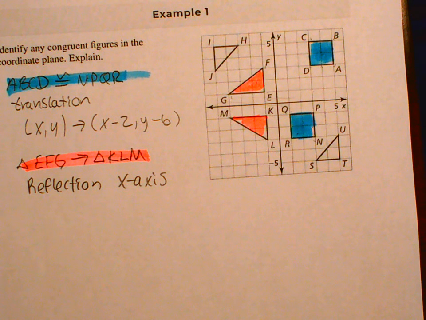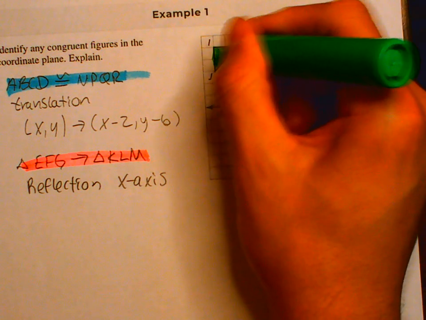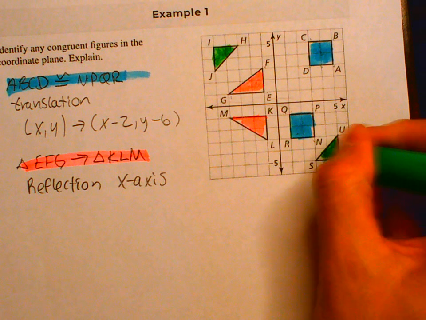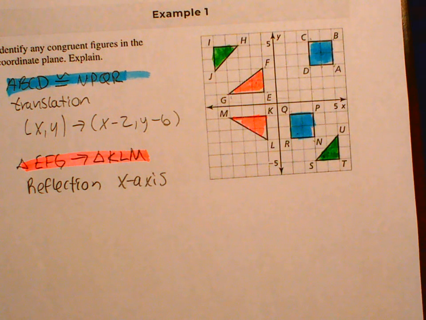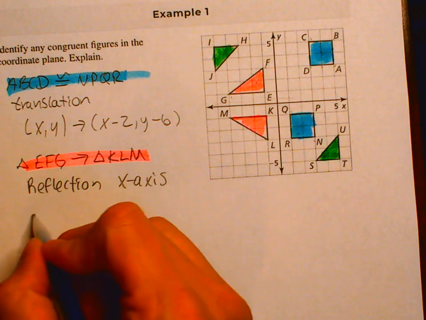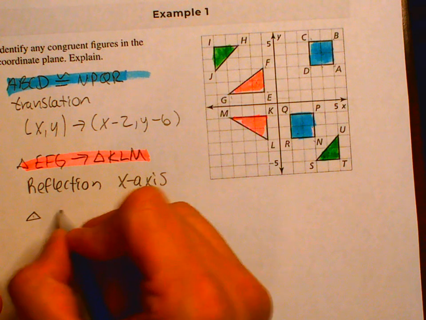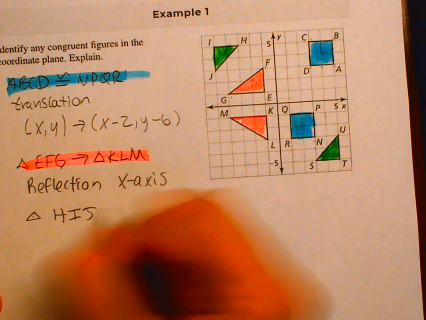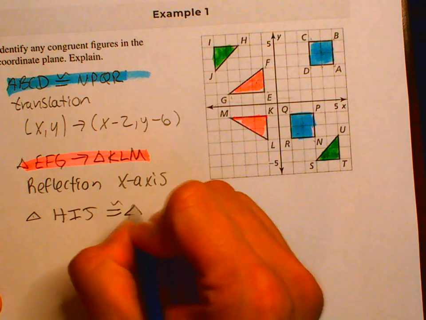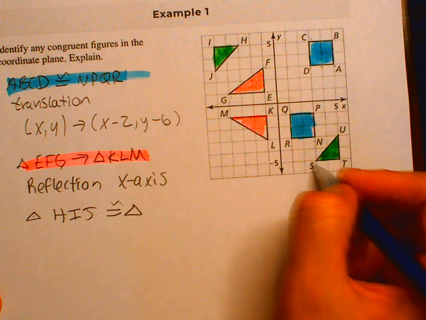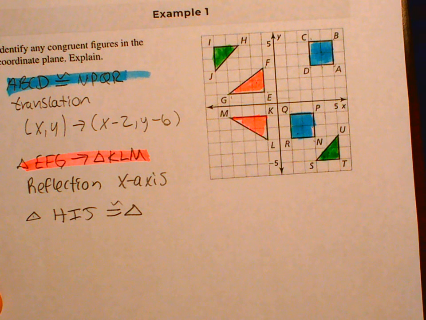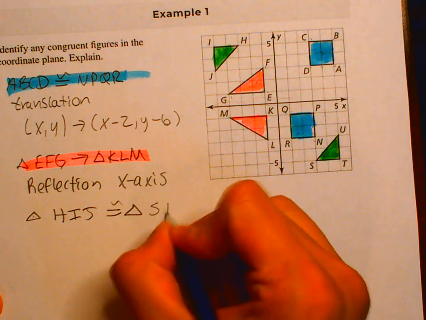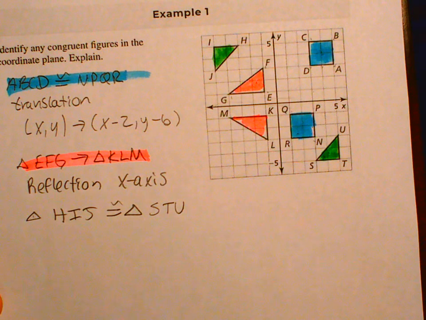Now, last but not least, you can see that those two triangles are actually congruent as well. This one and this one. Now the question is, how are they congruent? So we have to follow the order of the letters. Okay, H, I, and J congruent to triangle, well, what order is it going to be? Okay, it's going to be S, T, and U. So what could map this onto this?